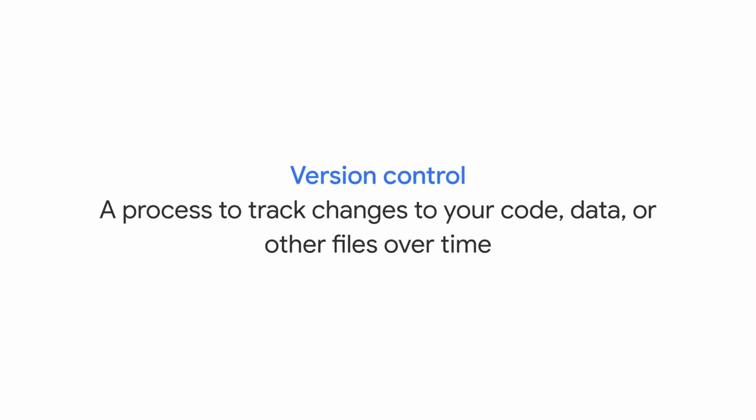To prevent errors from reaching the deployed dashboard and to make it easier to collaborate, some development teams use a process called version control. Version control is a process to track changes to your code, data, or other files over time. Using version control can be a great way to manage changes for a complex visualization project. To start, let's break down the parts of a version control project.